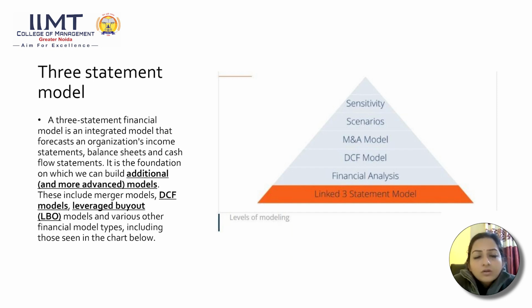First of all, we will understand what is the three statement model. A three statement financial model is an integrated model that forecasts an organization's income statement, balance sheet, and cash flow statement.